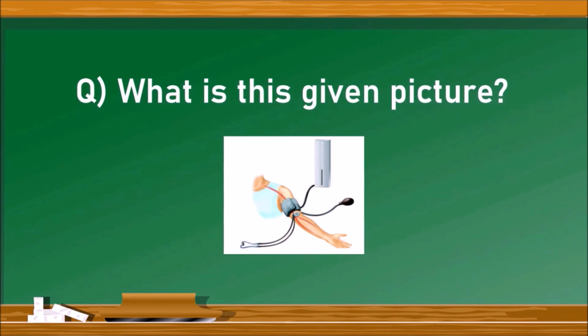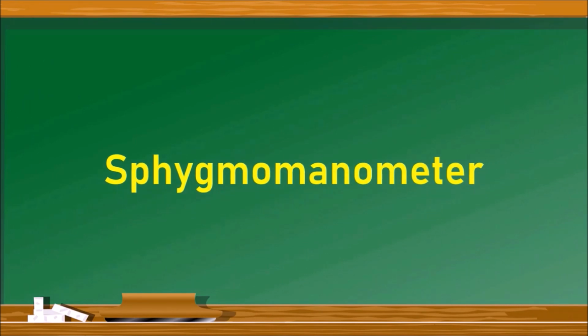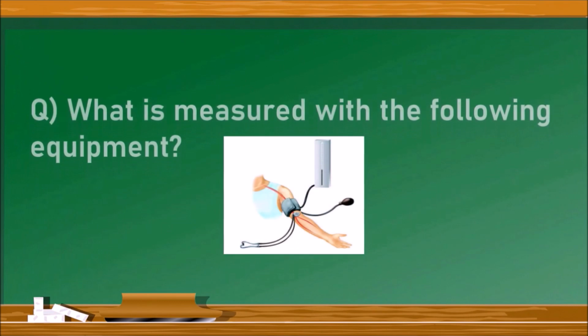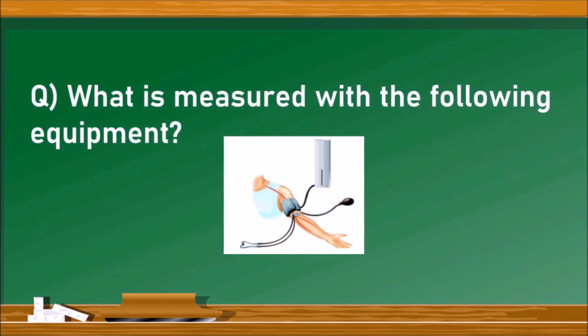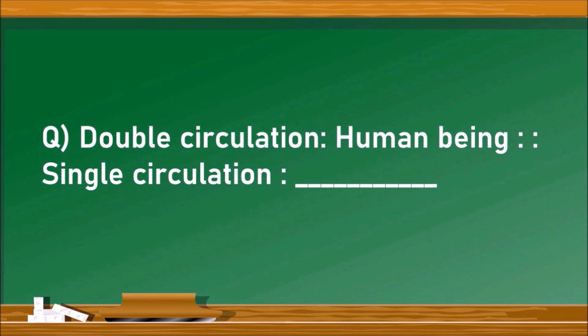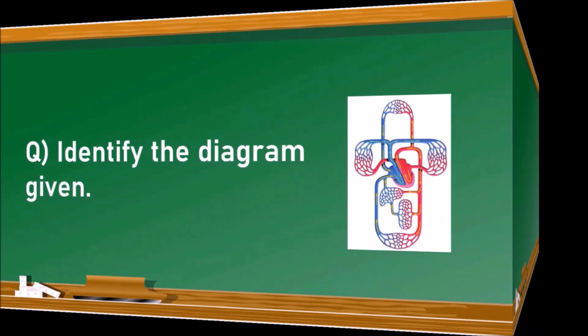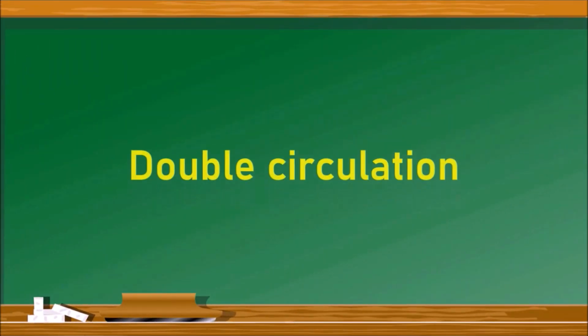The next question. What does the given picture indicate? This is the sphygmomanometer which is used to measure the blood pressure. Next question. What is measured with the following equipment? I have already said it is the blood pressure measured with this equipment. Next one. Double circulation is to human being, whereas single circulation is to fish, in which the blood circulates through the heart only once. Next, identify the diagram given. This is the diagram that represents the double circulation in human being.